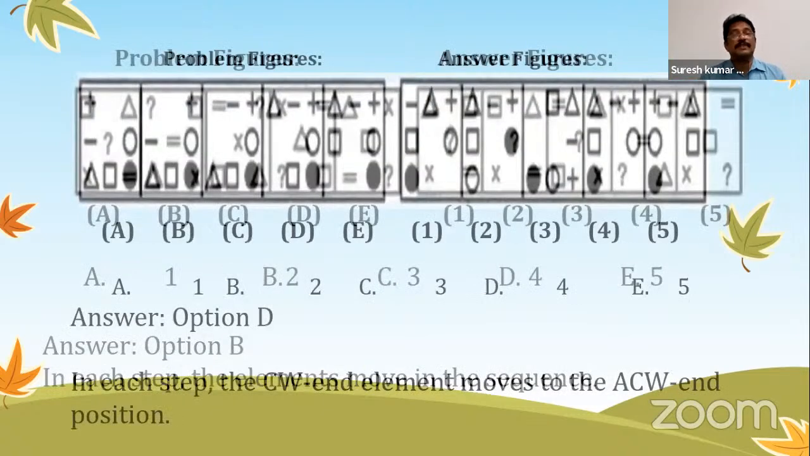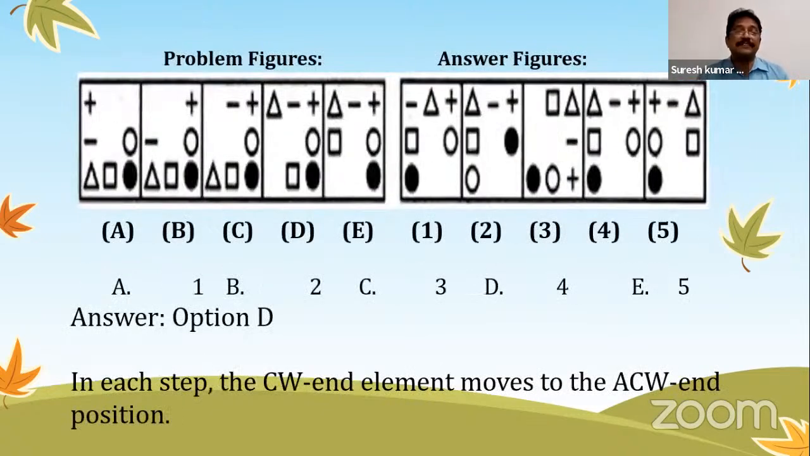Now we are going to the next one. The problem figures are given, answer figures are given. Observe which one comes next. I will show this very clearly. In each step, the clockwise end element moves to the anti-clockwise end position. Easy. So this is a plus, moves here. Then this is a minus, here the minus, correct, moves here.